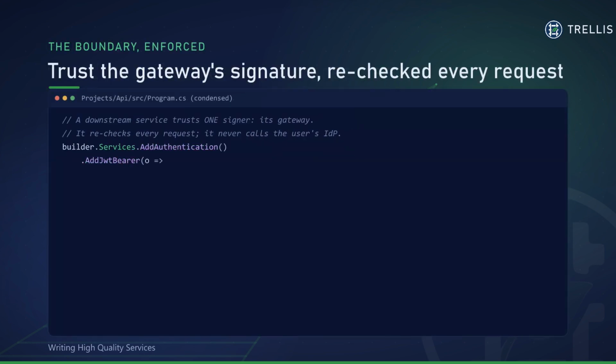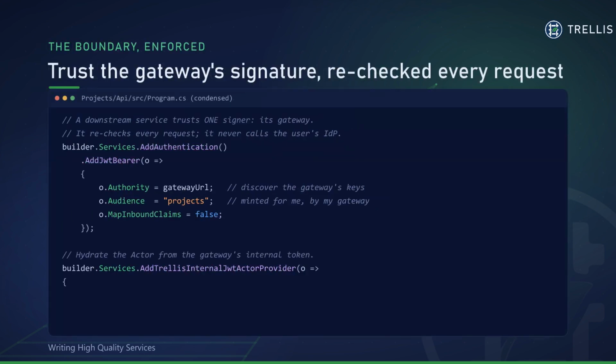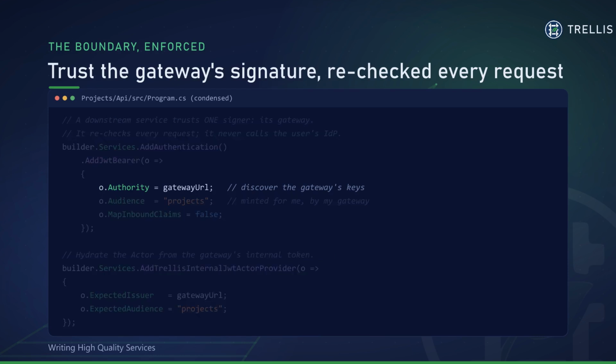And here's that boundary as real code, a downstream service, condensed from the template. 2 things are happening. First, the service sets its authority to the gateway. That means, discover the gateway's public keys and only accept tokens the gateway signed, for the audience that is me. Second, it hydrates the caller, the actor, with their identity and permissions from that internal token. Notice what's missing. There's no call out to the user's login provider anywhere in this service. It trusts the gateway signature and it rechecks that signature on every single request. That's a trust boundary, enforced in a handful of lines.